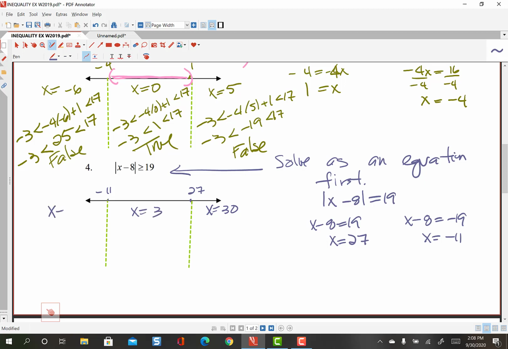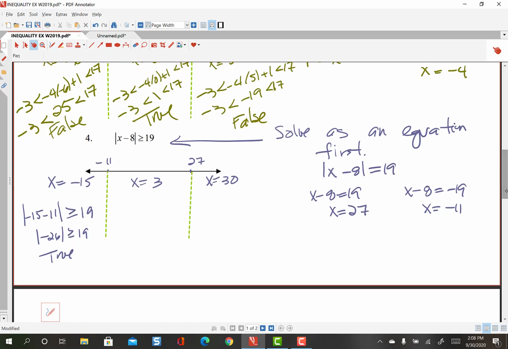And then something less than negative 11, let's say if I said negative 15. So let's take these points, test them in there, see if we get a true or a false statement. So for example, if I had negative 15 minus 11 in absolute value, so I'd have the absolute value of negative 26 is greater than or equal to 19, which is true because the absolute value of negative 26 is in fact 26, so that's going to be true.